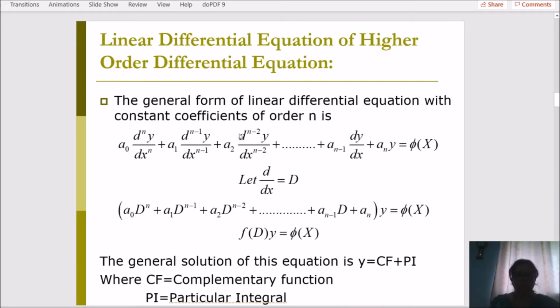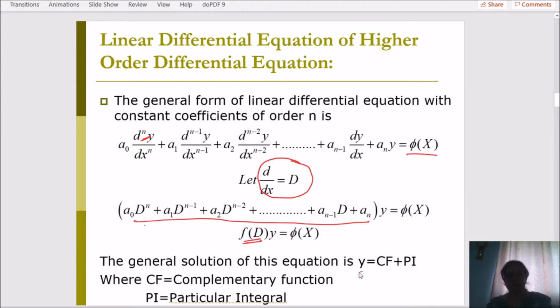Now we consider nth degree, nth order differential equation. That means here highest derivative term is nth term and right hand side is function of x. Now first we write down this equation in symbolic form by substituting d by dx equal to capital D. This is the symbolic form, and this complete bracket first term we write as f of D, and this y as it is, equal to phi of x.